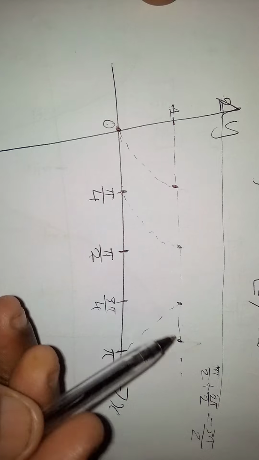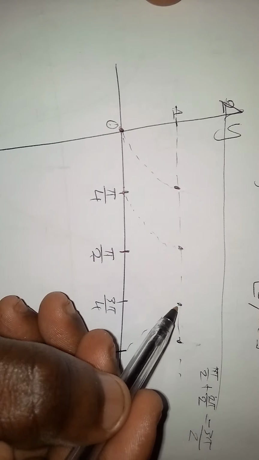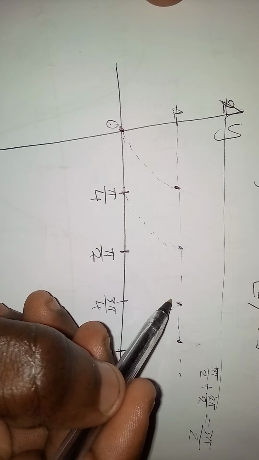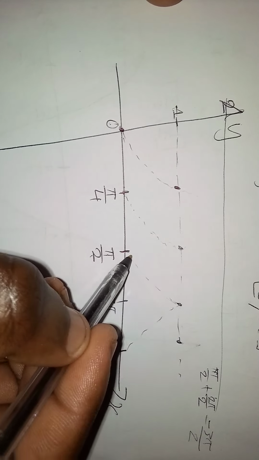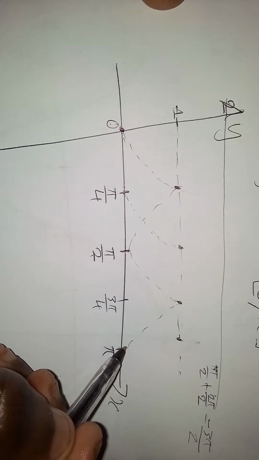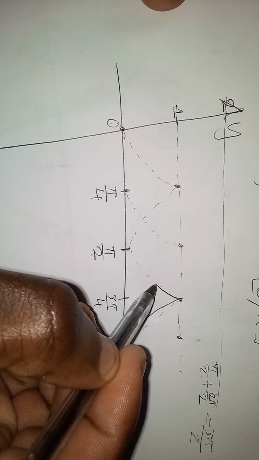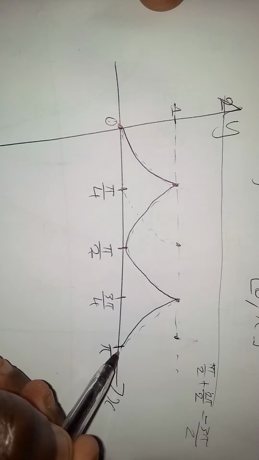Now, because we can't get values that are bigger than 1, all the points above 1 will be reflected downward here. So it will be here. So that will be the graph of this function.